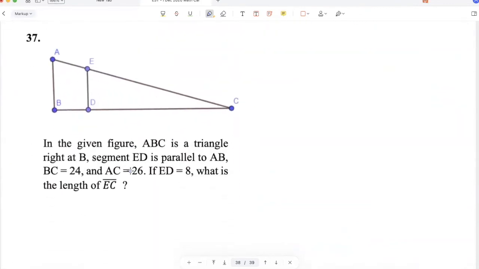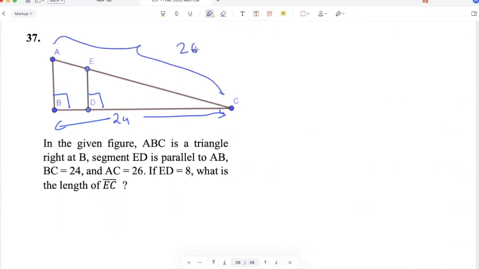Okay, in the given figure, ABC is a triangle, right angled at B. Okay, so this is a right angle, and segment ED is parallel to AB. Okay, so this is also a right angle. BC is 24. Okay, and AC is 26. Okay, if ED is 8, what is the length of EC?